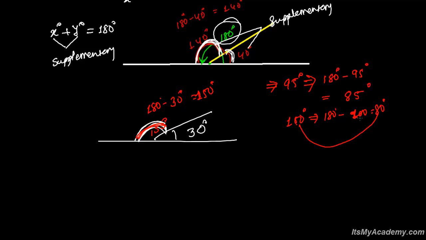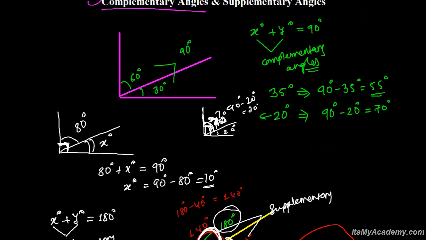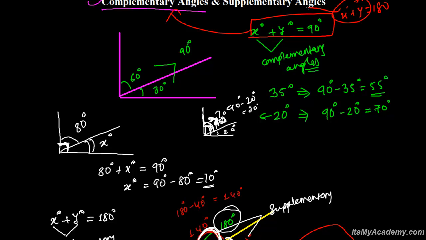So these are supplementary angles. This is all about supplementary angles. Simply what I mean to say is, if the sum of two angles is 90 degrees, then such angles are called complementary, and if two angles have a sum of 180 degrees, then such angles are called supplementary angles.